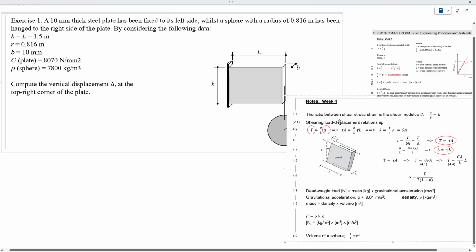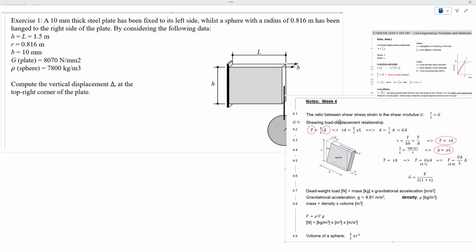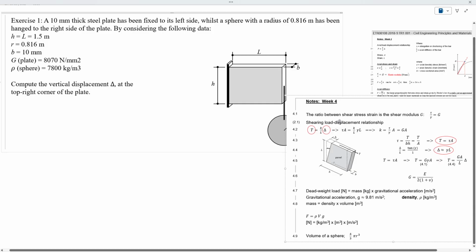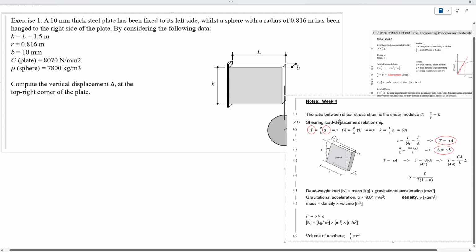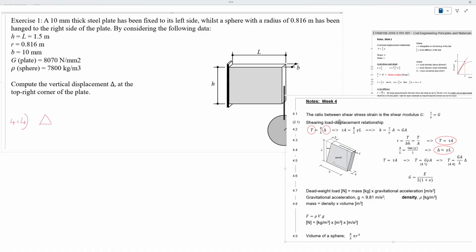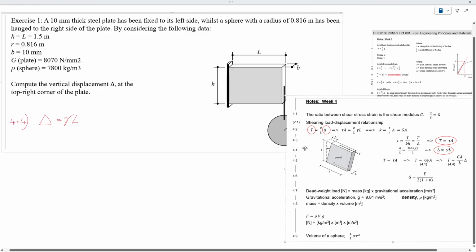So the first thing I'm going to do, I'm going to write down what it is I want. I'm after this displacement. Make it bigger so I can actually see what I'm doing. I'm going to use my equation 4.4. Okay, so my 4.4 equation is that one there.